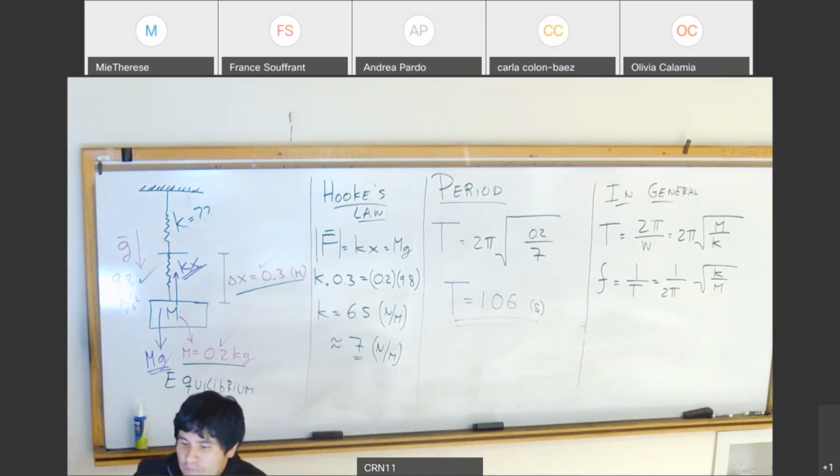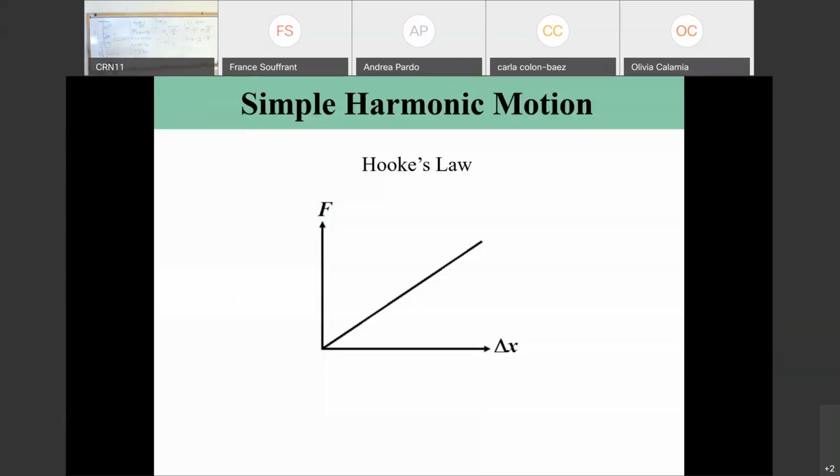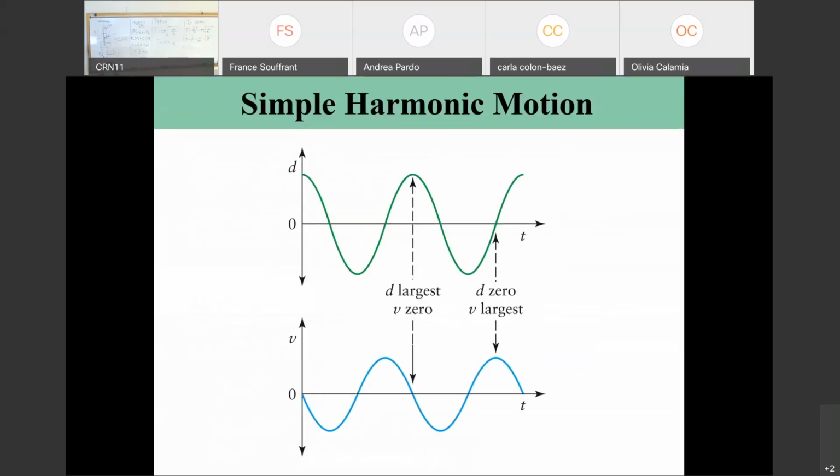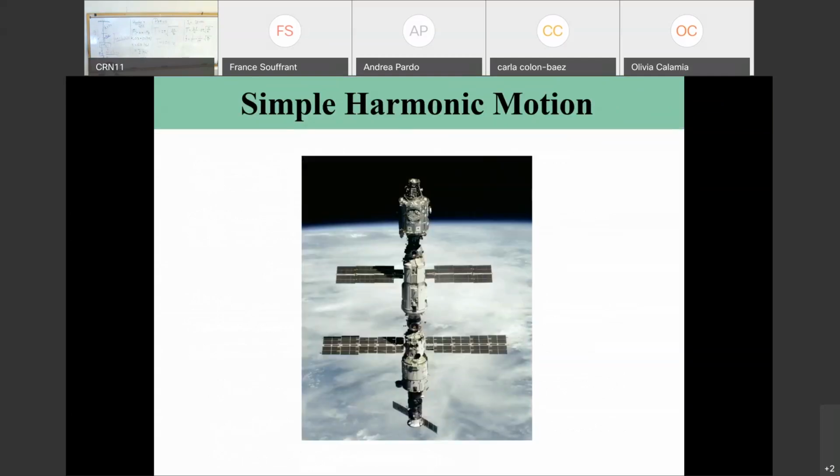Let's take a look again at the slides. So there it is. That's your simple harmonic motion. It can be represented either as a sine wave or a cosine wave. And the equation for period. And there, it looks like the International Space Station there.